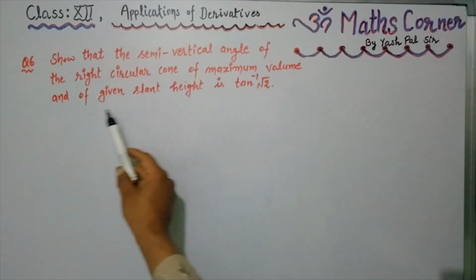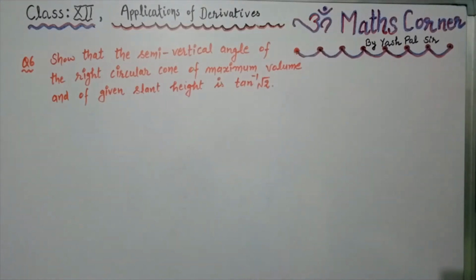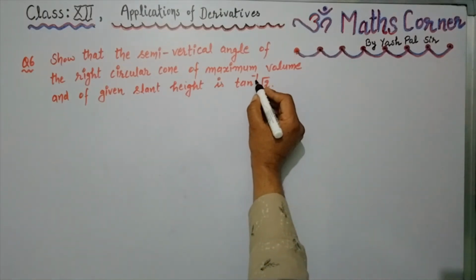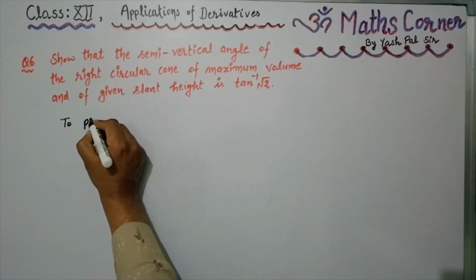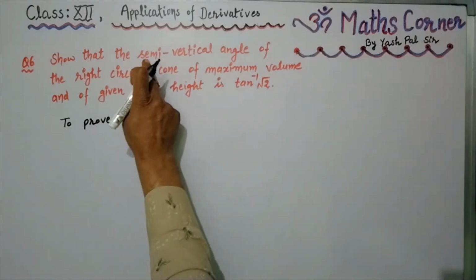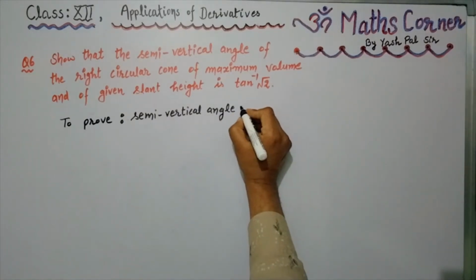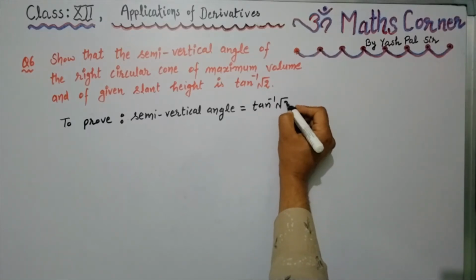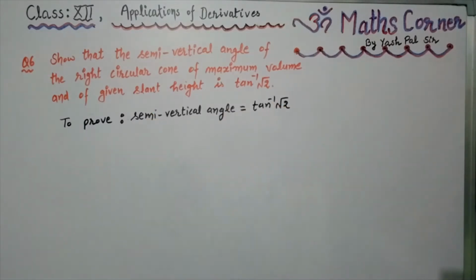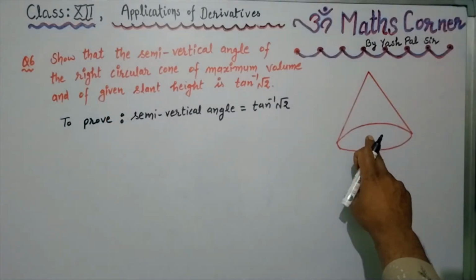Now question number 6. Show that the semi-vertical angle of the right circular cone of maximum volume and of a given slant height is tangent inverse square root 2. What is this tangent inverse square root 2? Prove that. To prove, the semi-vertical angle is equal to tangent inverse square root 2. This is what here we are going to prove.